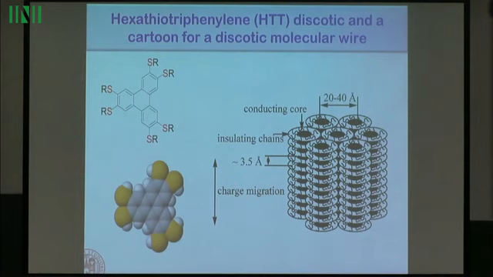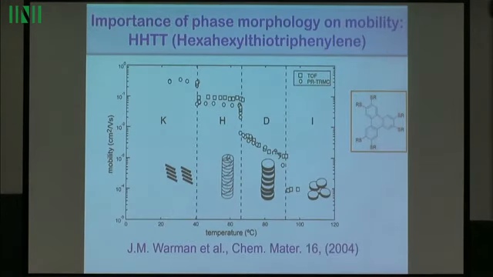So even though it's a semiconductor, it's not a real conductor. The mobility of the charge is a couple of orders of magnitude larger in this direction with respect to the transversal one. So they are, in this sense, molecular wires. And the liquid crystallinity, or more generally the molecular organization, is very important.